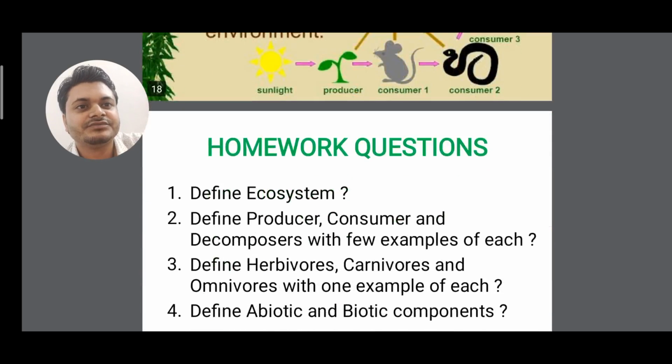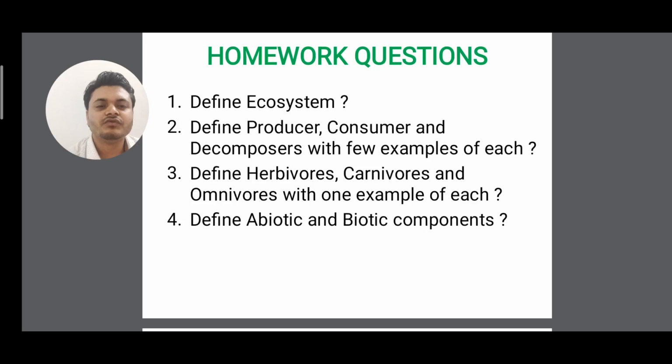So students, these are the homework questions. You will write them down in a copy. The first question is: define ecosystem. The second question is: define producer, consumer and decomposer with a few examples of each. The third question is: define herbivores, carnivores and omnivores with one example of each. And the fourth question is: define biotic and abiotic components. Clear?